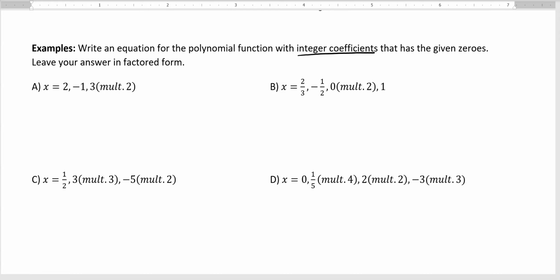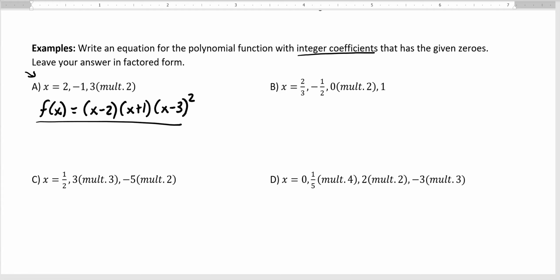Let's look at letter A here. If x equals 2, what factor would give me an x equal 2? Well, that would be x minus 2. If x equals negative 1, what factor would give me negative 1? x plus 1. If x equals 3, what factor would give me 3? x minus 3. Now, notice that's multiplicity 2, so we show that with our exponent. So this would be the equation for these zeros.